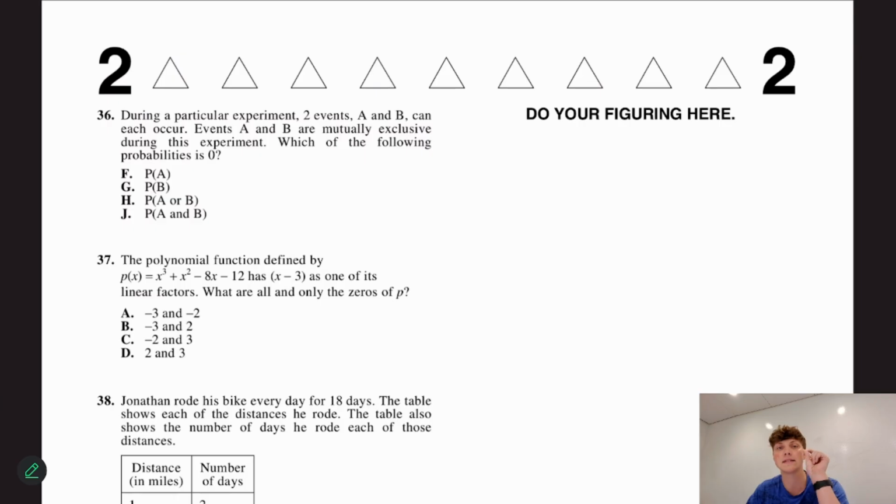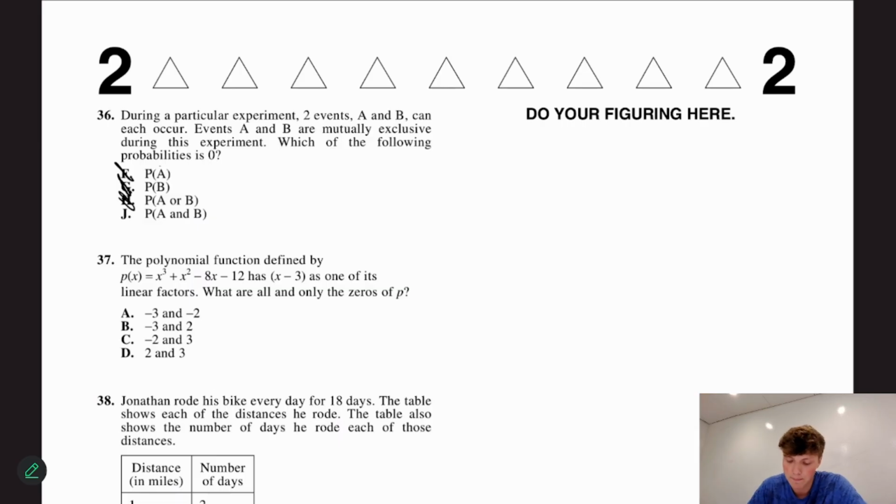Which of the following probabilities is 0? Okay, what does that tell me? Well, P of A is just the probability of A happening. It doesn't say anything about that. Mutually exclusive doesn't say anything about the individual probabilities of A and the individual probability of B. It just talks about what happens when you combine them. So F and G are wrong. Then H: the probability that A or B occurs. That's not the case, because there's a good chance it's either fully cloudy or fully sunny if I go outside. There is a probability. It's not 0.